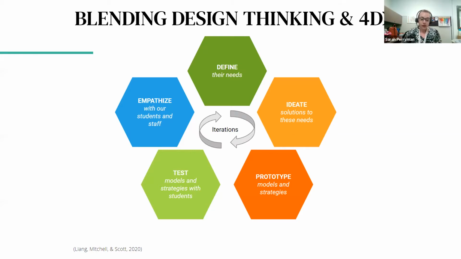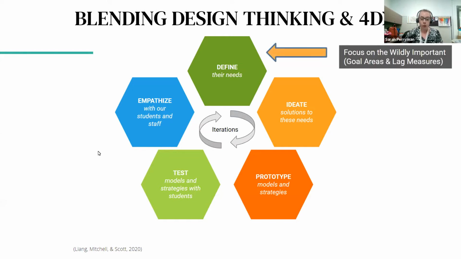So the 4 disciplines of execution begin with focusing on what's wildly important. As you define your goals based off of empathizing, you're engaging in this first discipline. You define your goal areas and you determine the pieces of data that you ultimately want to impact with your work. We call this your lag measure because it lags behind the work. By executing on your strategies, by working to improve your goal area, you're ultimately wanting to move what piece of data? That's the lag measure. So the lag measure will often align with the state board outcomes like graduation or post-secondary effective rate.